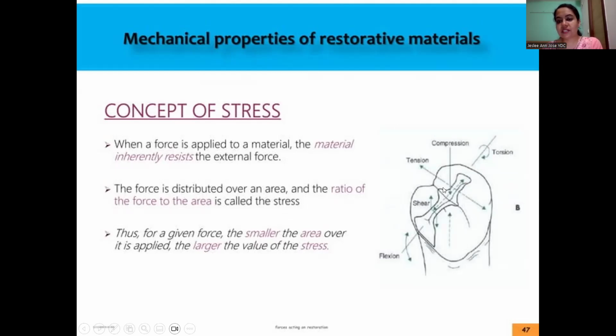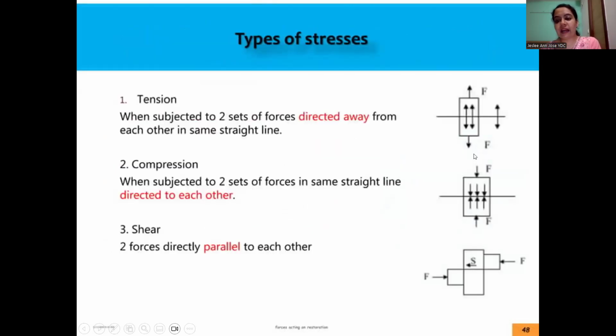So these are the various stresses which we have. Coming to the tensional stress, when you subject two sets of forces that are directed away from each other in a straight line. So this is the straight line which we talk about, and you have two sets of force. One is towards this direction and the other one is towards the other direction. So they are directed away from each other. So that is when you get a tensional force.